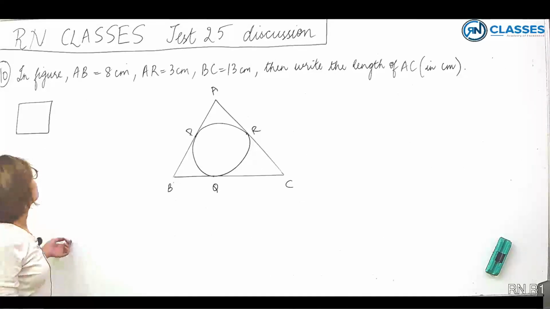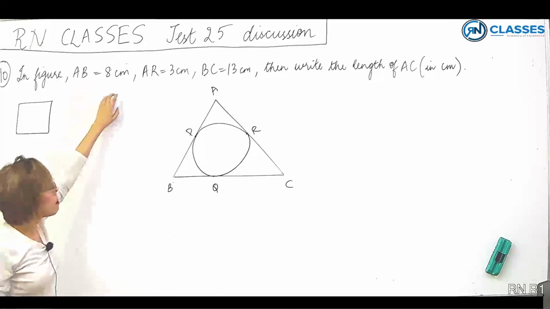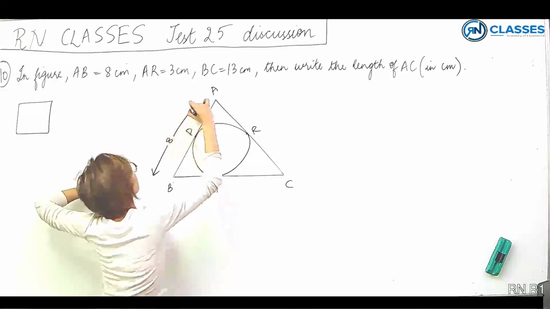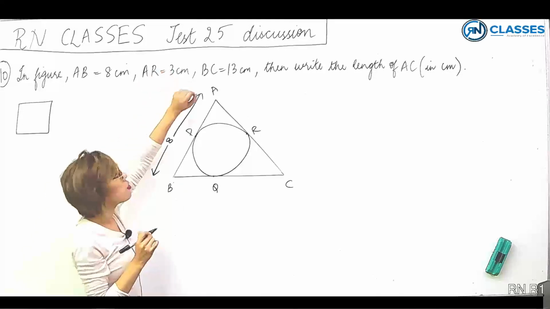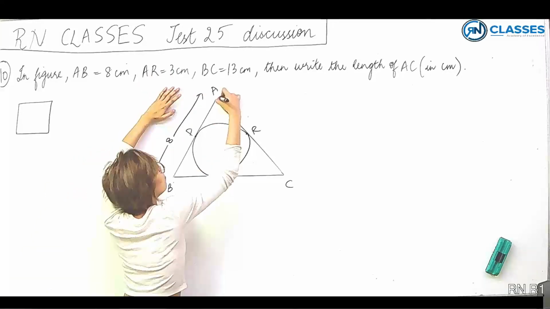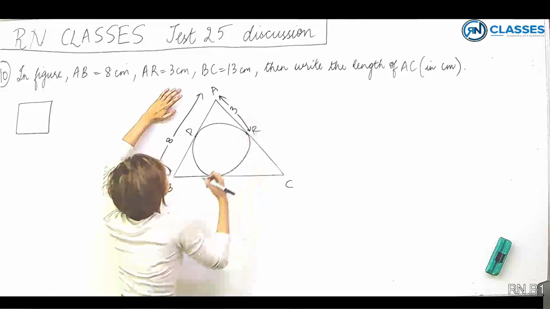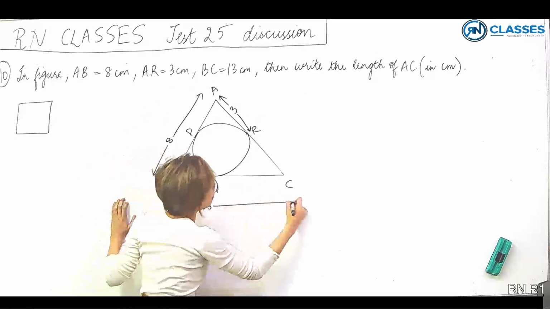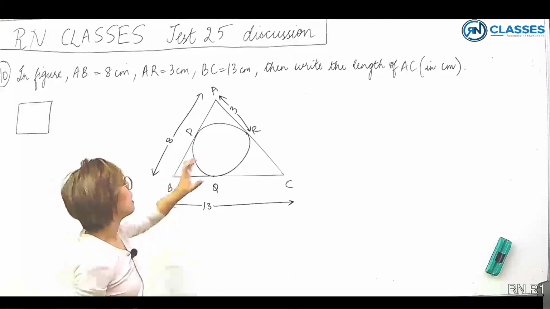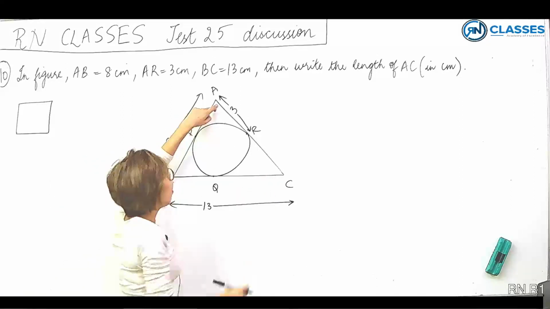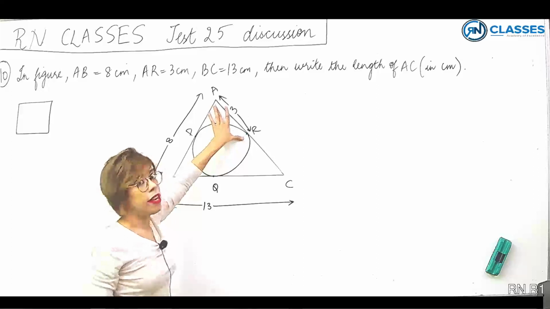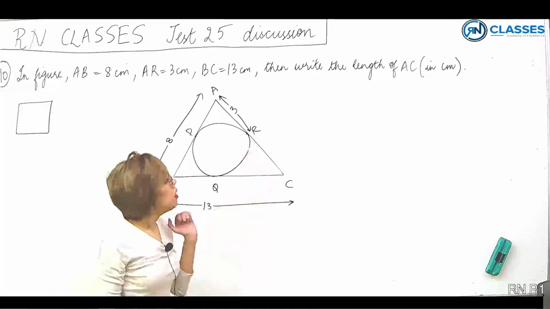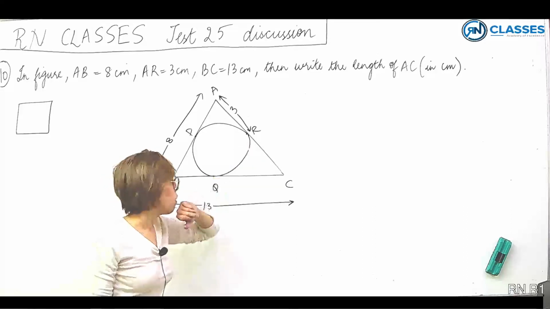Alright, so the next one. Now he says in the figure, AB is equal to 8. So the entire length is 8. AR is 3. So this length is 3. BC is 13. And you need to find the length AC, the entire length. Now out of AC, you already know AR. So if I want to find AC, I just need this length, CR. Now let's see whether I can find CR or not.